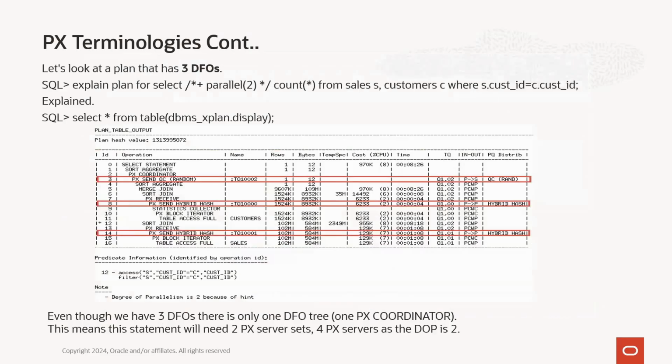Now let us look at what a 3 DFOs query looks like. Here the same parallel 2 hint has been used and some more clauses have been added to the query, which is a simple select query. Even though we have 3 DFOs here, there is only one DFO tree, that is one PX coordinator. At line ID 2 we can see the PX coordinator, and line IDs 3, 8, and 15 are DFOs. So 3 DFOs are under a single DFO tree, and 4 PX servers will be used because the DOP is 2.